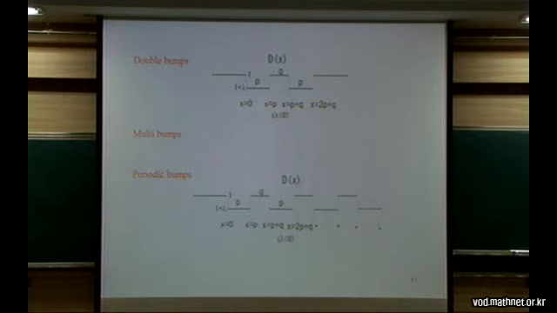As another example, we can consider heterogeneity, for example, a double bump, multi-bump, or periodic bump. When we try some numerical simulation, strange phenomena appear, say chaotic phenomena. So I have to stop here. Thanks for your attention.